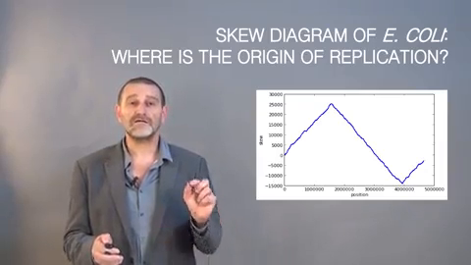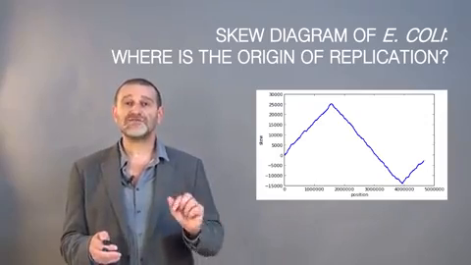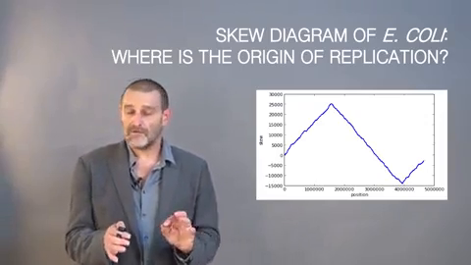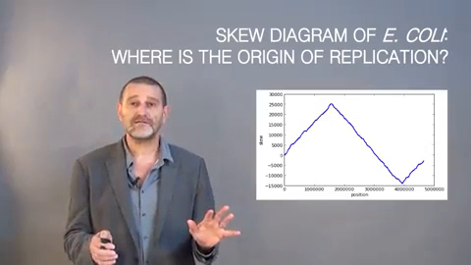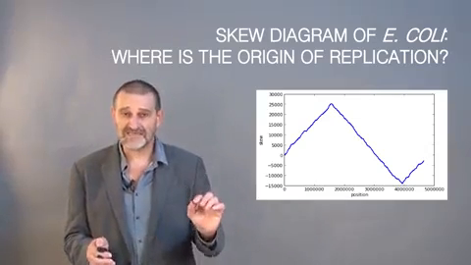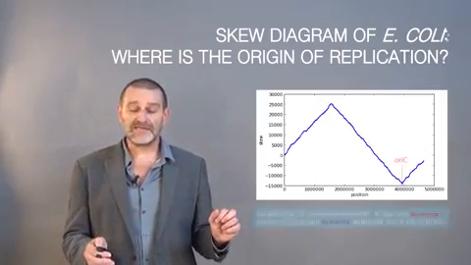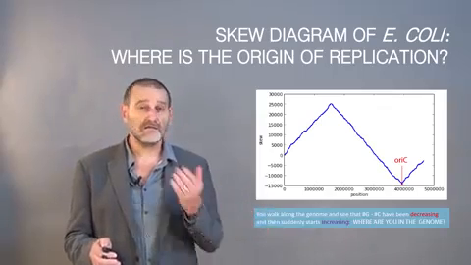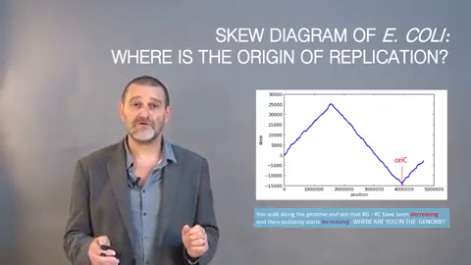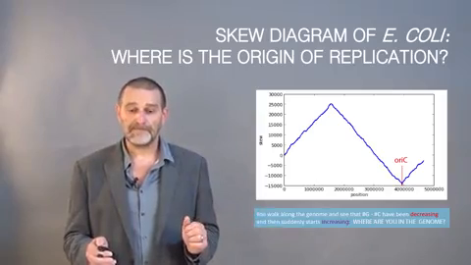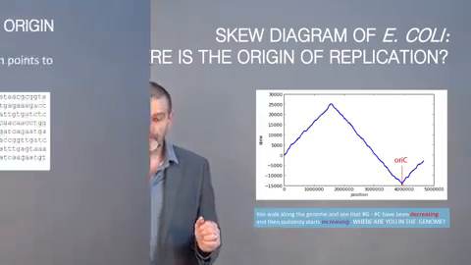Where do you think is the origin of replication in E. coli? Something that we almost had no hope to find. Of course, it's at the point where it was decreasing and then suddenly starts increasing, which is here. We found the replication origin in E. coli.